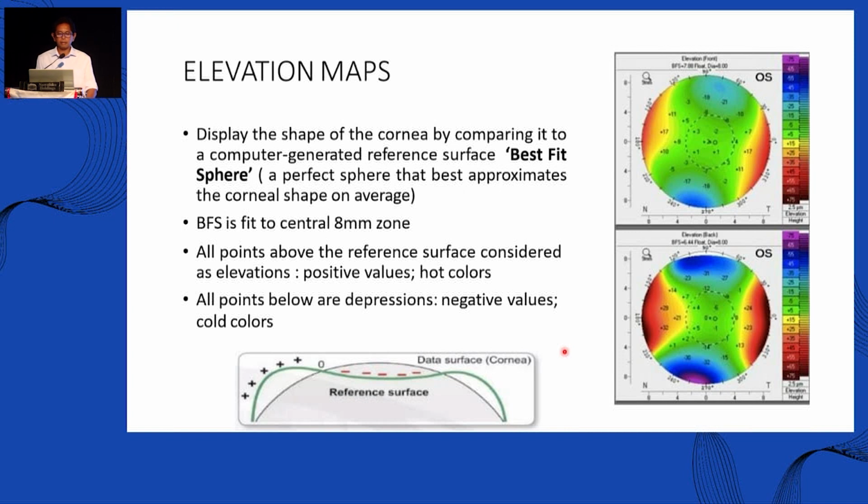Then you look at elevation maps. This is where you have the elevation measured, and then you have a best fit sphere, a perfect sphere that best approximates the corneal shape on average. It is to fit the central 8 millimeter zone. Anything above that will be in red. So if you imagine this is the corneal surface, you draw a best fit sphere. So anything below will be blue or green. Anything above will be orange and red.